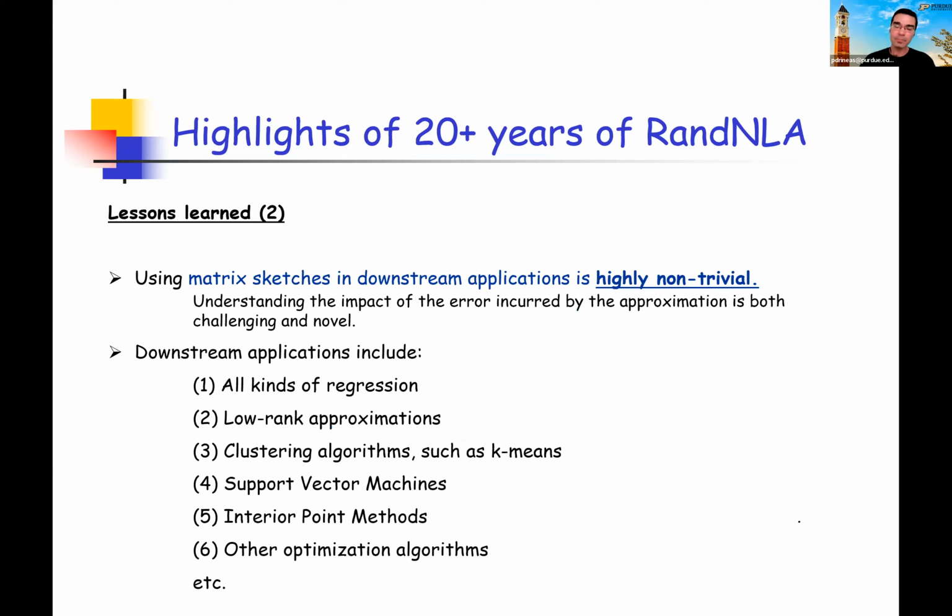Lesson number 2. Using matrix sketches in downstream applications is not trivial. It's one thing to say, I'm going to sketch the matrix, but then how are you going to use the sketch? Are you going to use it to do regression? Are you going to use it to do low-rank approximation, clustering maybe, SVMs, interior point methods, which we'll talk about a little bit today, other optimization algorithms, maybe convex optimization or deep learning or something? How you're going to use the sketch is actually non-trivial. How the error propagates is non-trivial. So there is a lot of interest in understanding downstream applications where sketching is actually used.